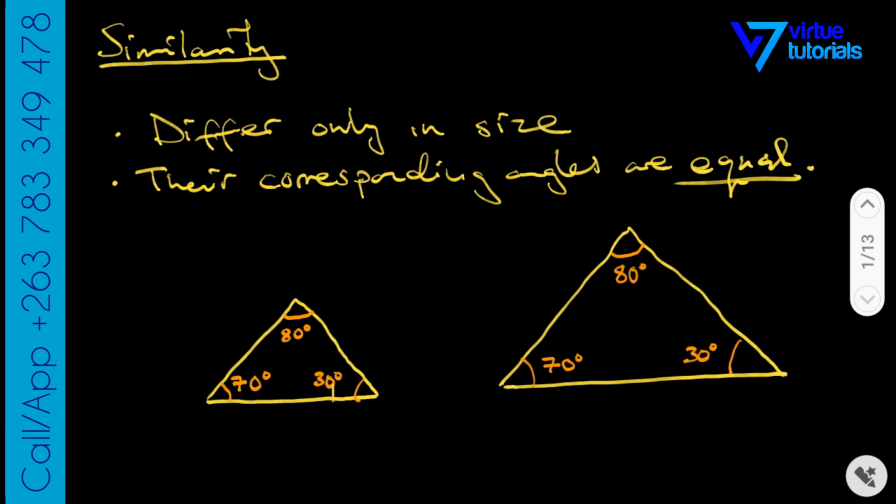So you have a small triangle here and a bigger triangle there. And as you can see, the corresponding angles are the same. We have 70, 80, and 30. Here we have 70, 80, and 30. So if the angles are equal, even though the shape sizes are different, we say those shapes are similar.